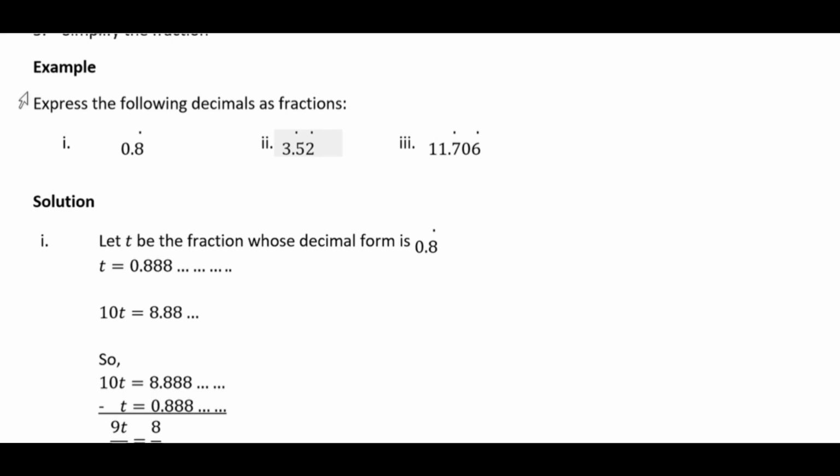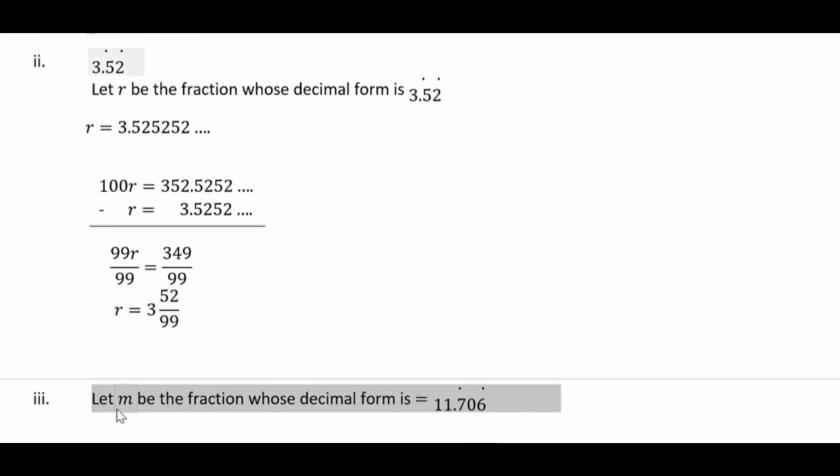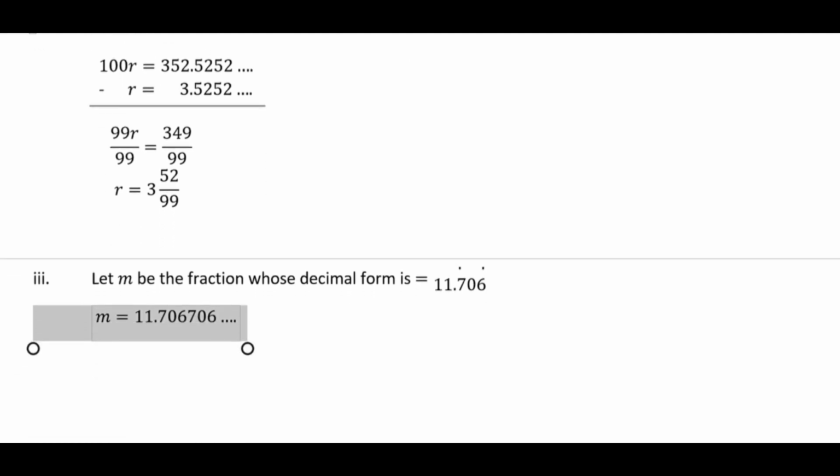So to work out that, we would say let any letter, in this case M, be the fraction whose decimal form is 11.706 that we have up there. So that means M is 11.706706 like that, because those are the three numbers recurring. Then you ask yourself, what can I multiply by this so that one set of the recurring digits, which are 7, 0, and 6 in this case, come before the decimal point.